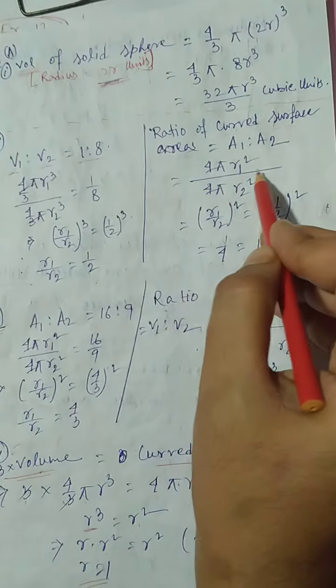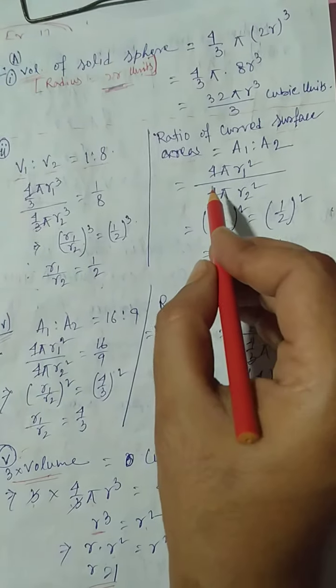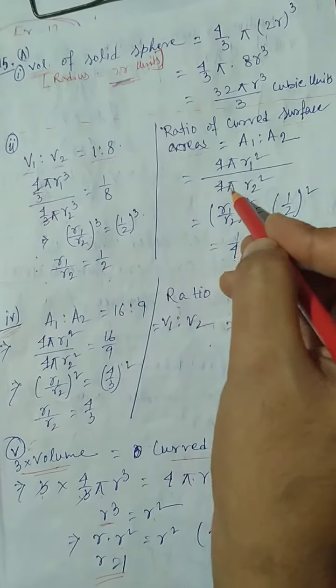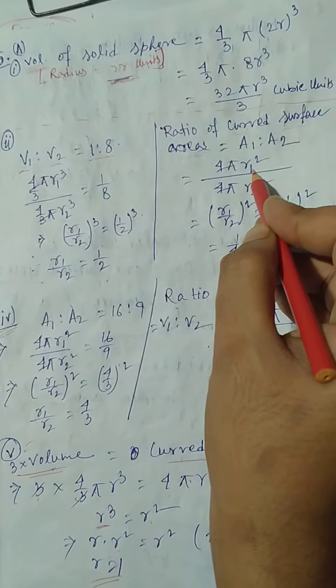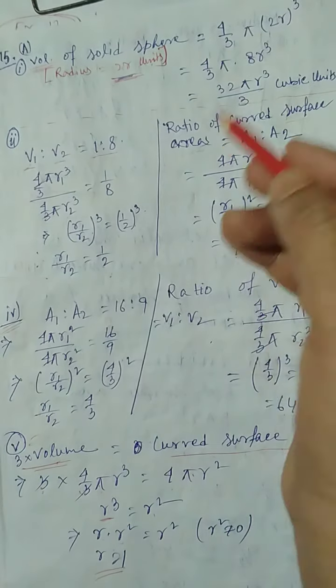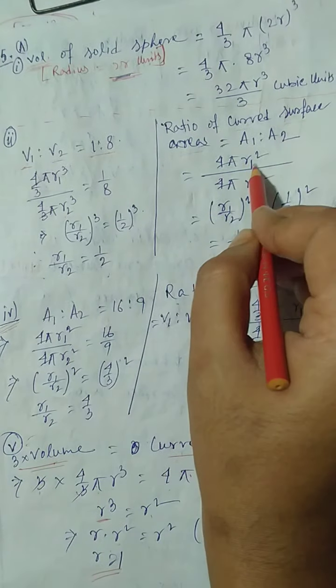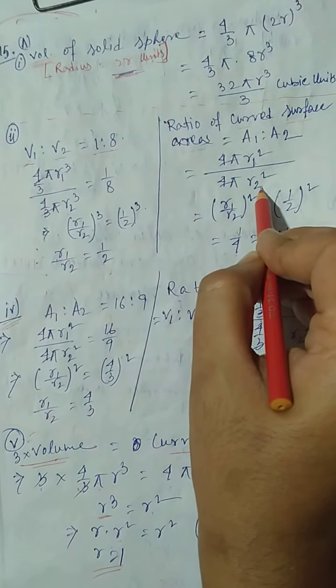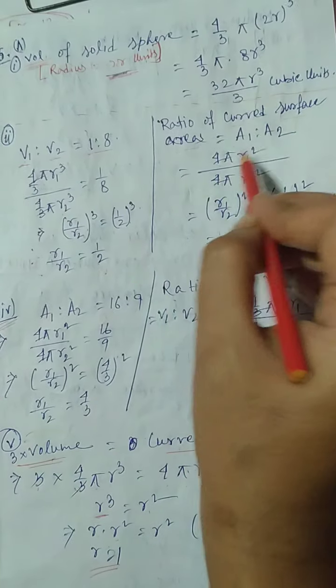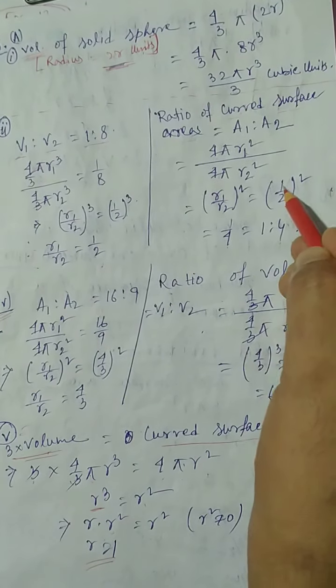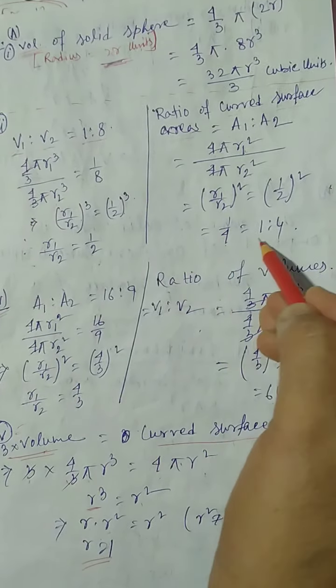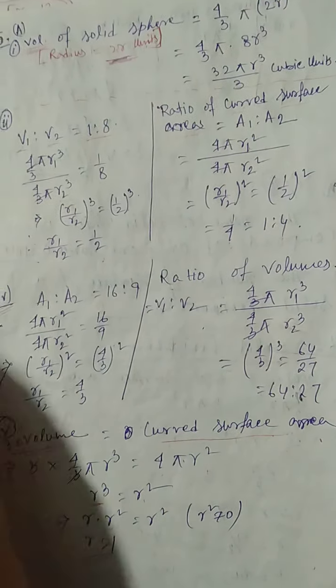So the ratio of the curved surface areas A1 is to A2 equals the curved surface area formula, that is 4 pi into radius square. So 4 pi r1 square by 4 pi r2 square. 4 pi will be eliminated. r1 by r2 whole square equals 1 by 2 whole square, that is 1 by 4. This equals 1:4. Clear?